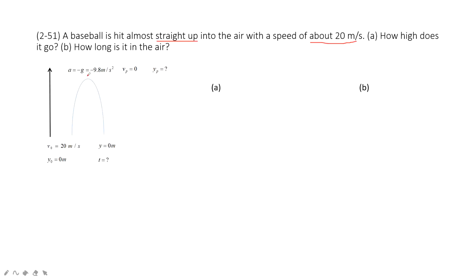That means at the peak, the velocity becomes 0. And then it asks you the position at the peak, right? Then, how long is it in the air? That means this baseball returns to the reference point, 0 meters. It asks you the time taken from the initial to the final.